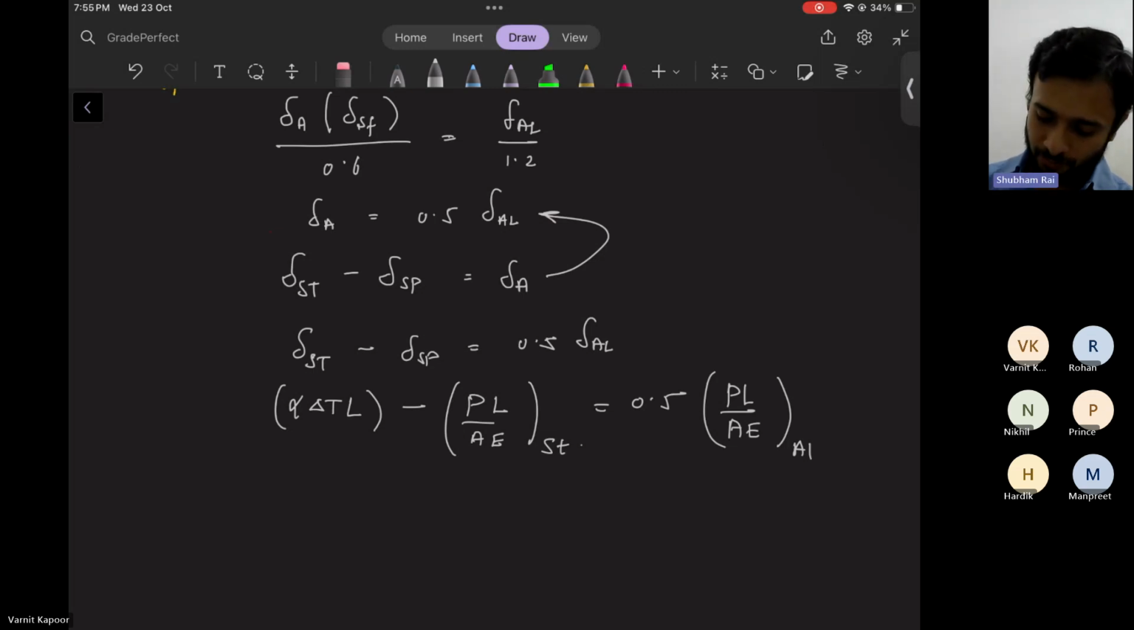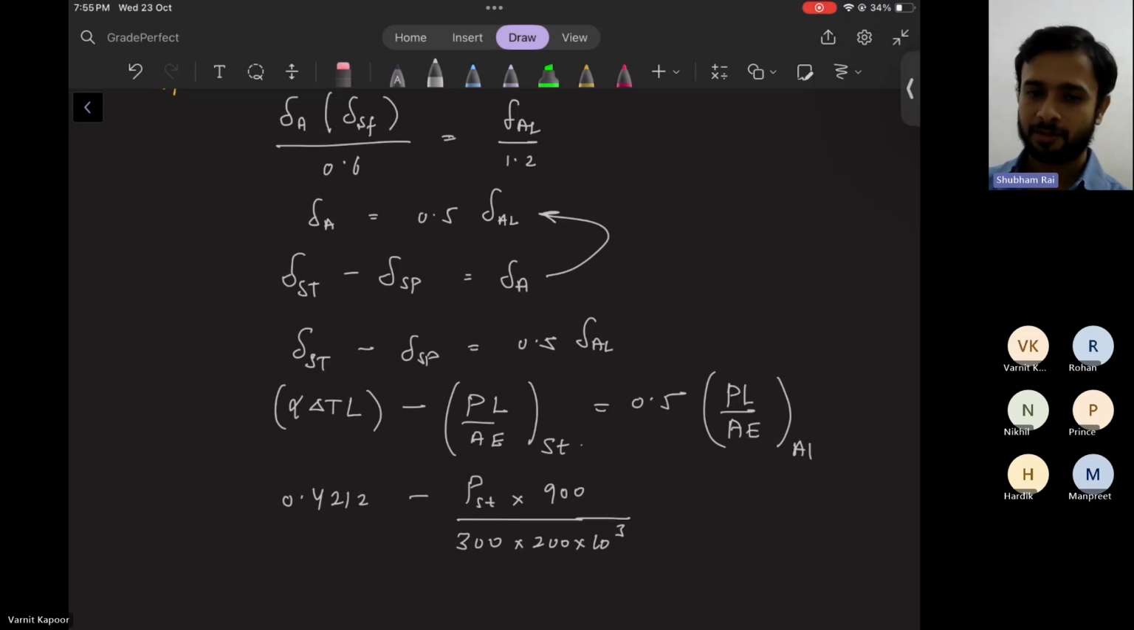So now if you substitute, finally alpha delta T times L in case of steel will come out to be 0.4212. So this is a known value, and then you have load in steel times length of the steel, which is 900 mm, and then area of the steel, which is 300 mm, and E in the steel, which in mm will be 200 into 10 to the power 3. So this is in megapascal, obviously, so Newton per mm square.